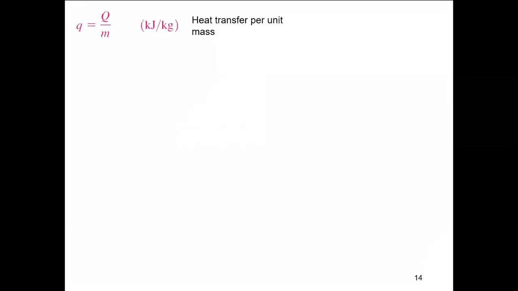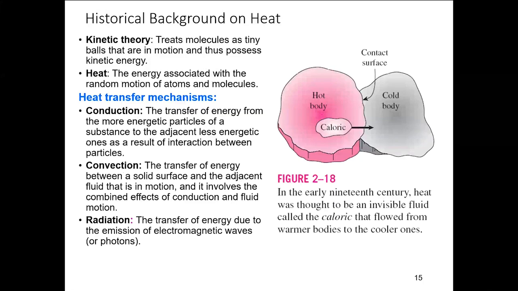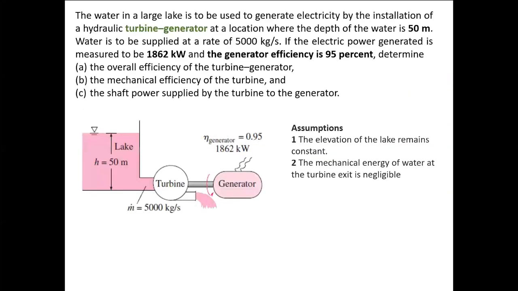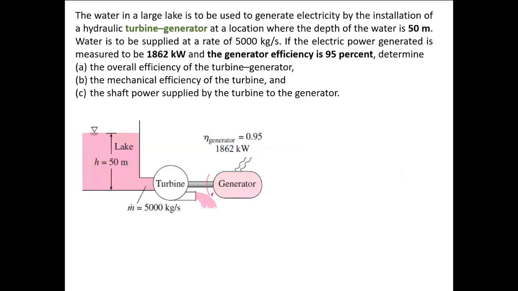So let's go back and see how we can apply this equation. This is my state one. This is my state two. I know that change in mechanical energy of the fluid is basically mass flow rate multiplied by P2 minus P1 divided by the density. Is this clear so far?